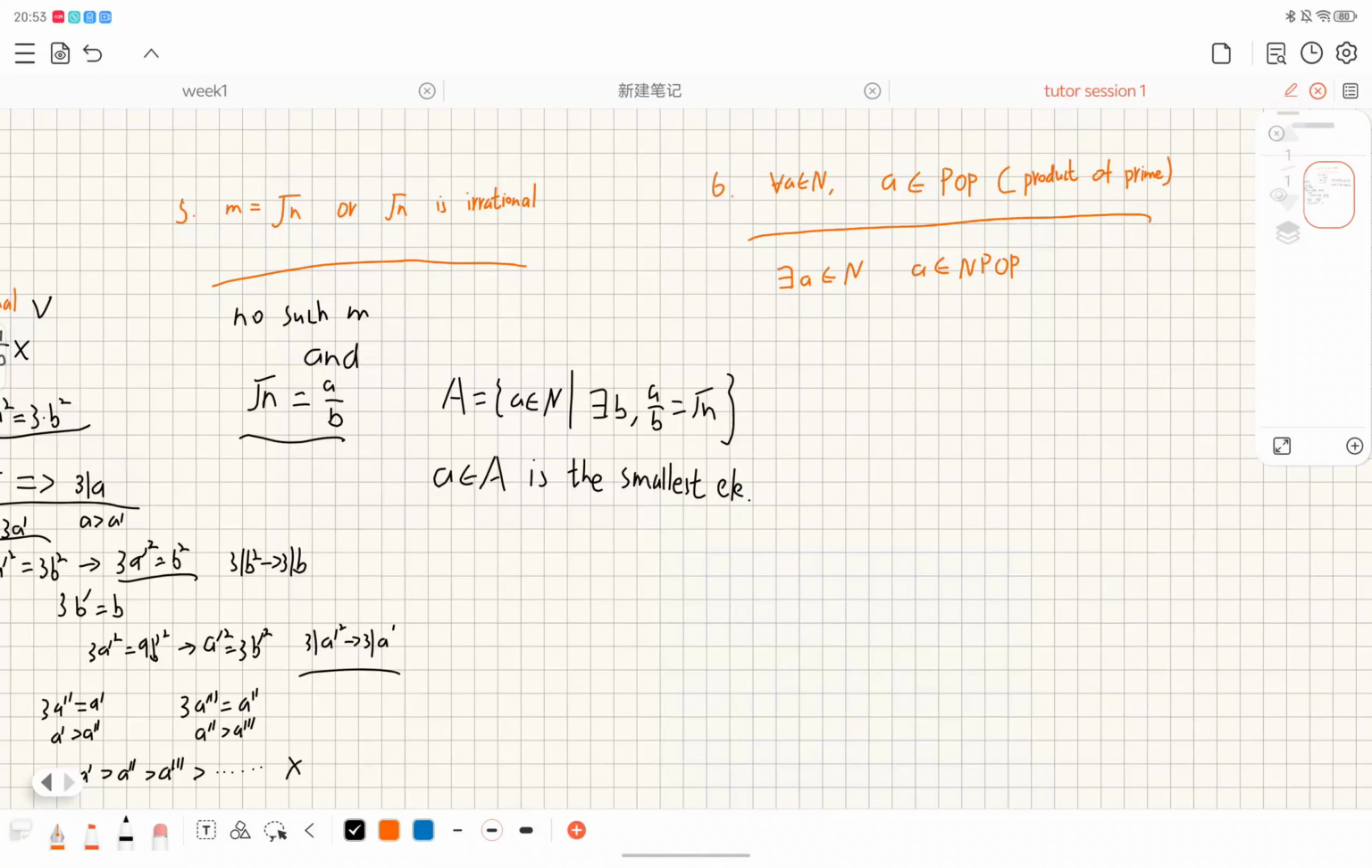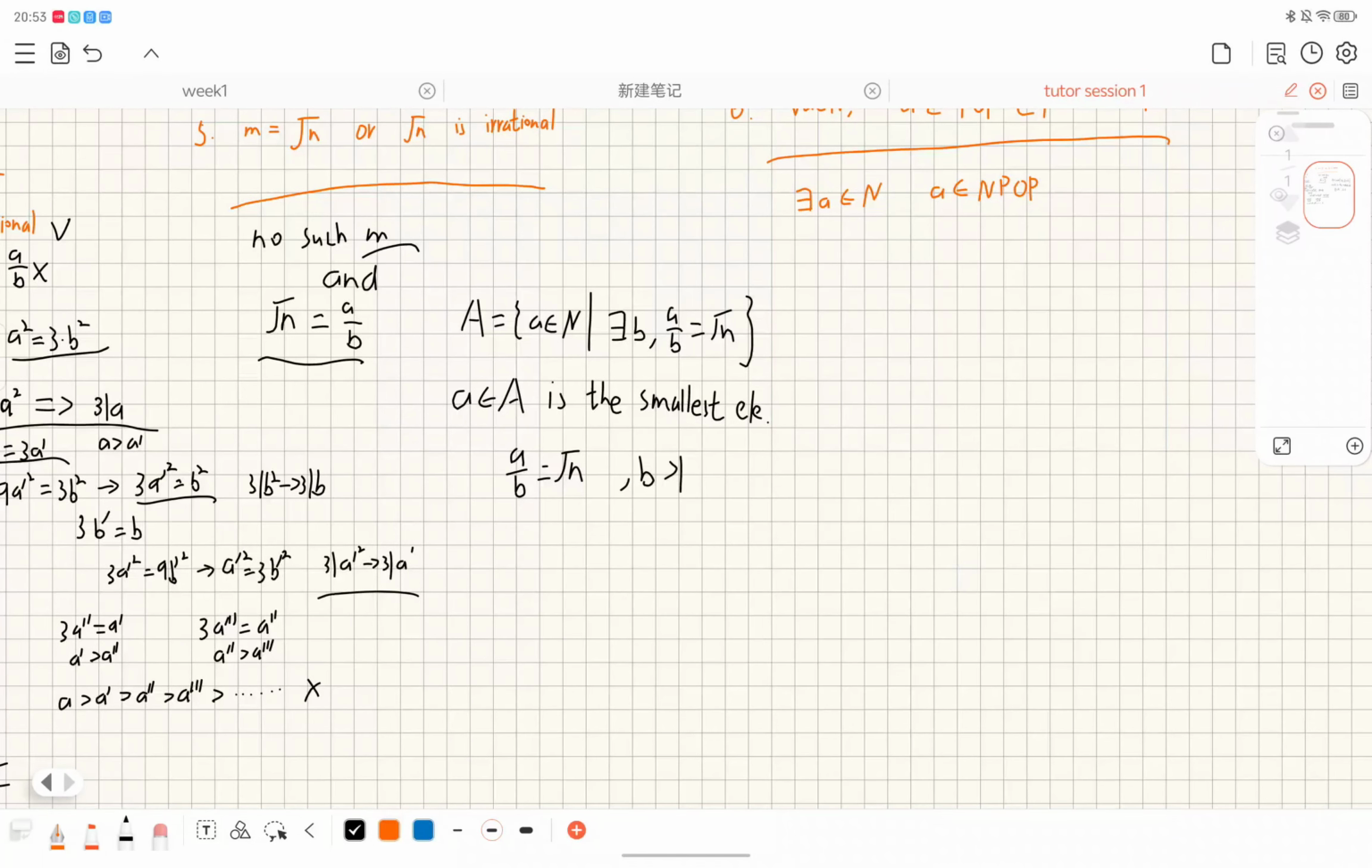Okay, let's just write it like this. It has some b such that a over b equals square root of n. And also, as there is no such m equal to square root of n, we know that b is larger than 1. Otherwise, we could set m equal to a, and there would be some m. So what do we have now? We have a square over b square equals n. And hence, we can write a square equals n times b square.